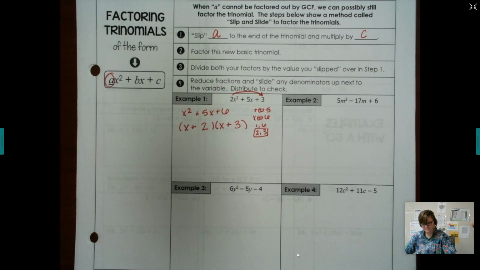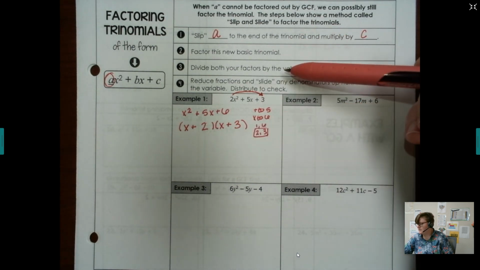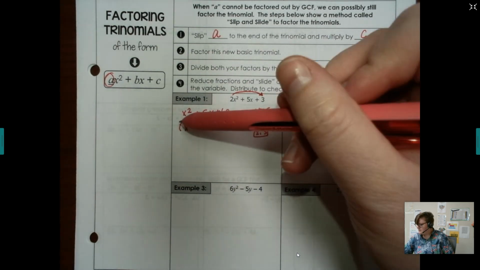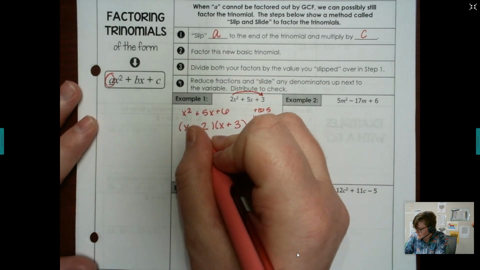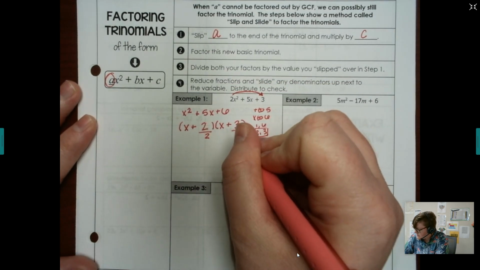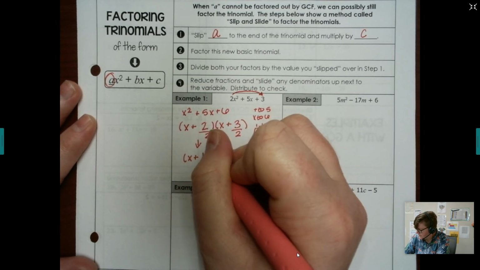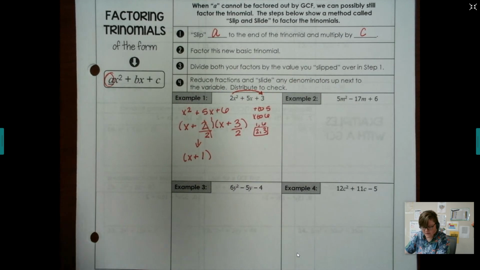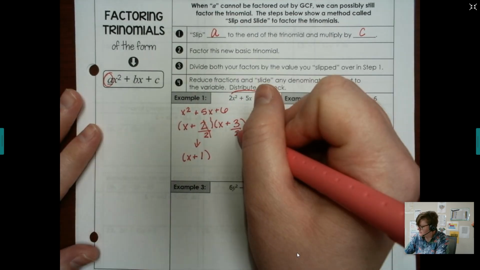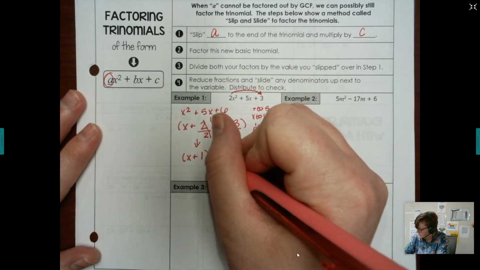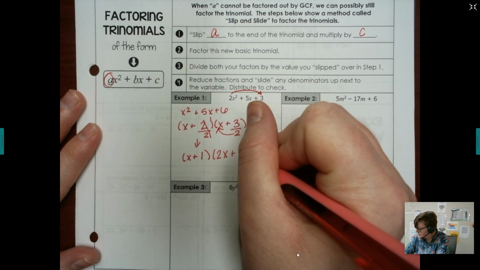Like that. So this is step 2 we just did. Then we're going to divide both of our factors by that 2 from the beginning. So we're going to divide by 2 here and by 2 here. So x plus 2 over 2 reduces to 1. And then 3 over 2 doesn't reduce to a whole number, so you'll bring the 2 up front: 2x plus 3.